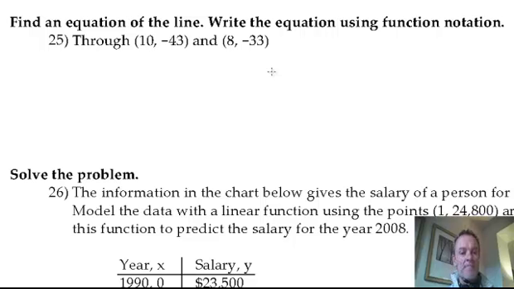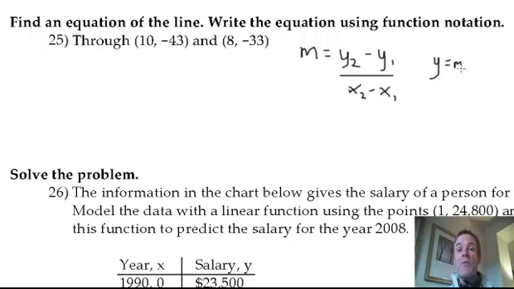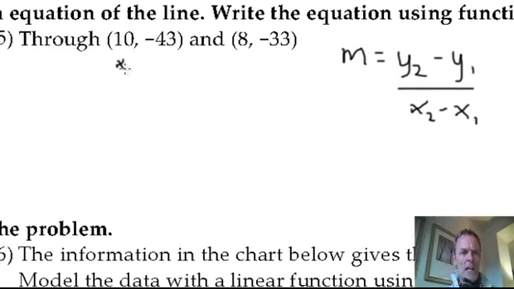Okay, right, slope of lines, equation of lines. We are going to use m equals y2 minus y1 over x2 minus x1 to figure out what the slope between these 2 points is. Then I can use y equals mx plus b to figure out what the actual equation is. Okay, so let's call this x1 y1, this x2 y2.